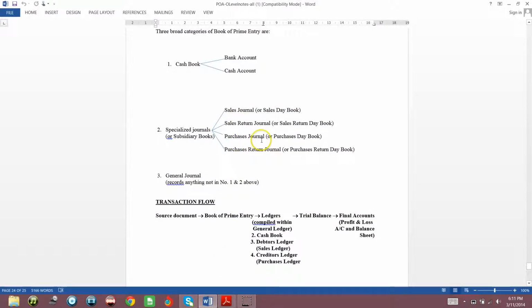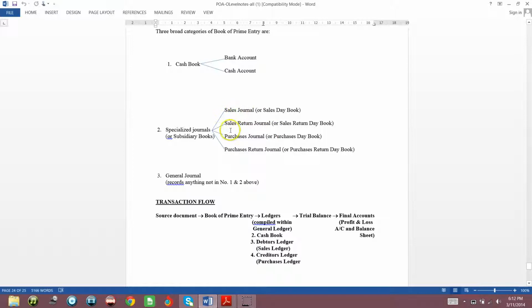Similarly, if I purchase on credit, my purchase day book or purchase journal will look very similar to my sales day book. Then how about some customer that return their goods? If it's a cash return, that means they return the money and the business pays out the money. So that will be recorded in a cash book, because any money coming in, any receipt or payment by the business, will be recorded in a cash book.